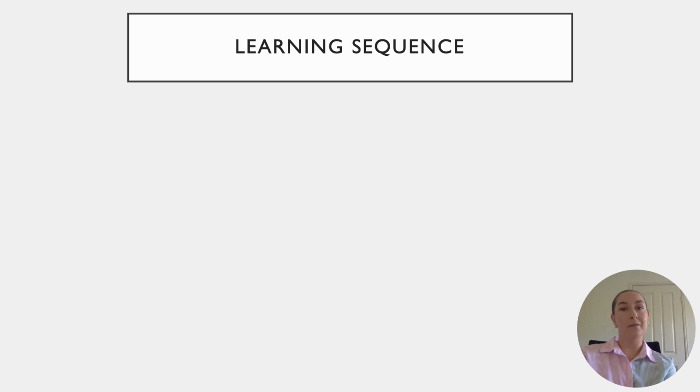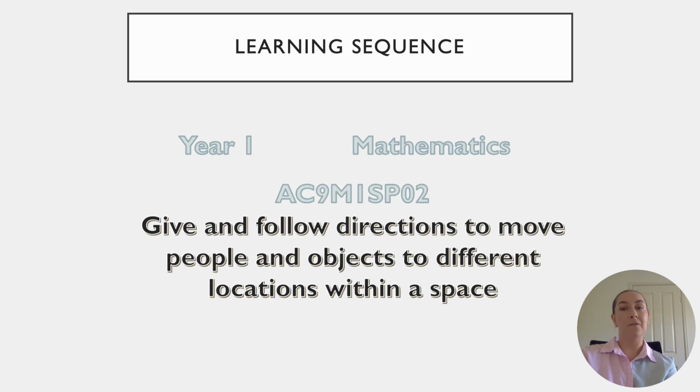This learning sequence is based in a Year 1 class where I will be teaching a mathematics unit. The content descriptor from the Australian curriculum is that by the end of this unit, students will be able to give and follow directions to move people and objects to different locations within a space.